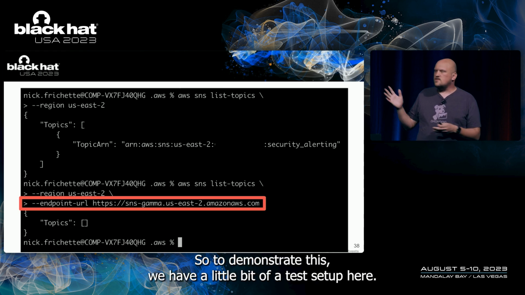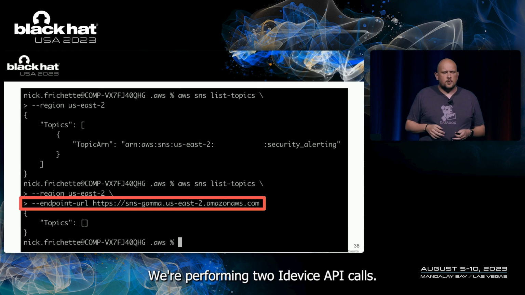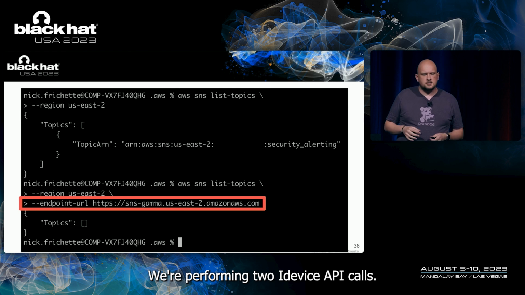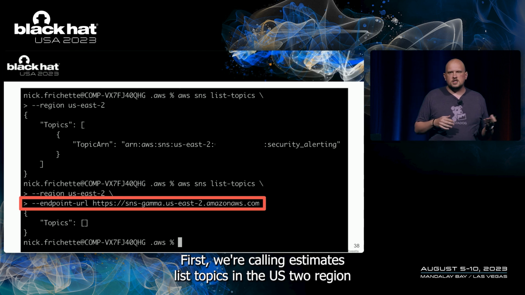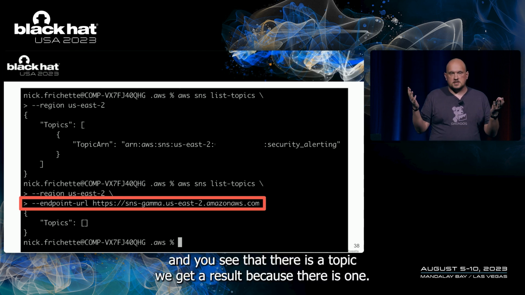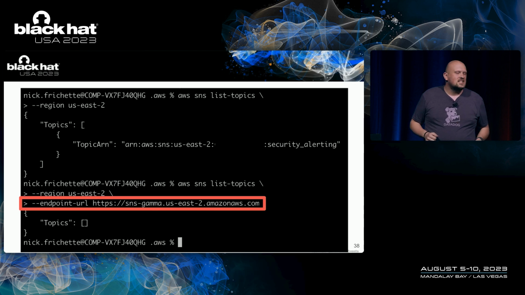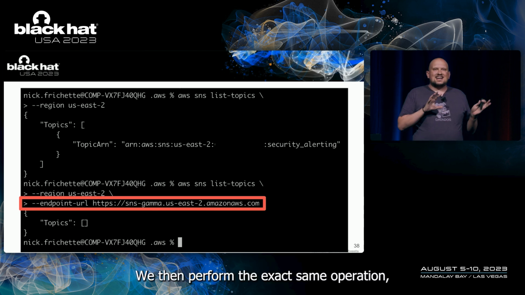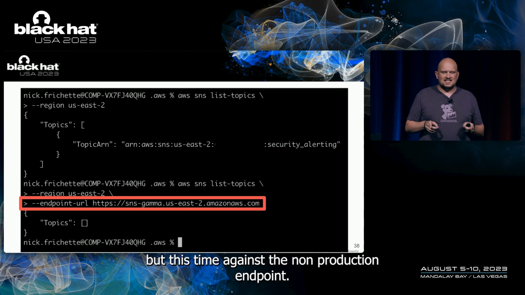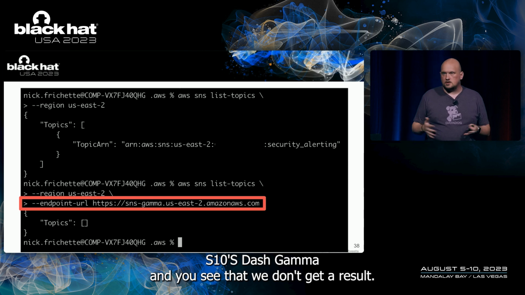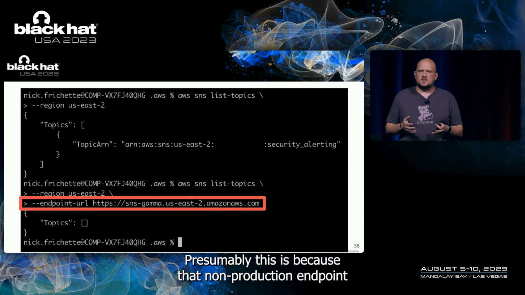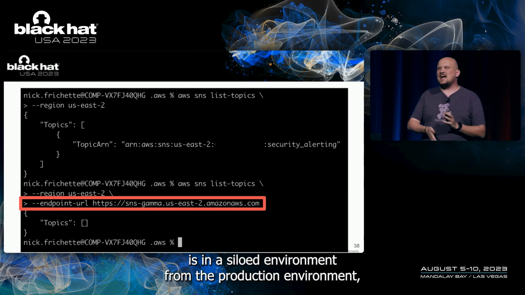So to demonstrate this, we have a little bit of a test set up. Here we're performing two AWS API calls. First, we're calling SNS list topics in the US 2 region. And you see that there is a topic. We get a result because there is one. We then perform the exact same operation, but this time against the non-production endpoint SNS-gamma. And you see that we don't get a result. It's empty. Presumably, this is because that non-production endpoint is in a siloed environment from the production environment.